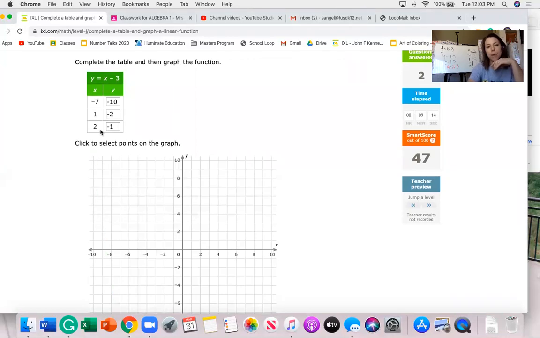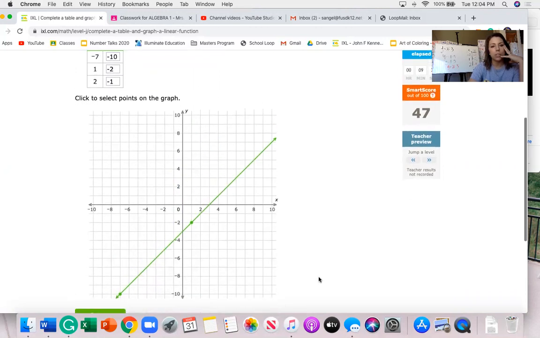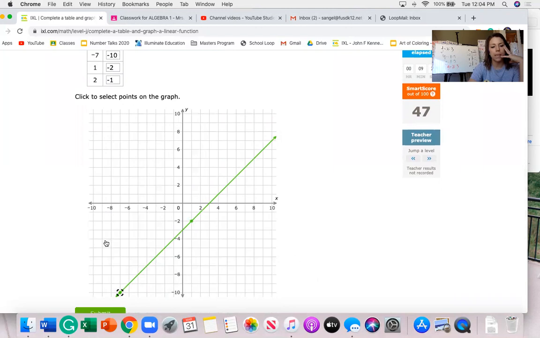Now, technically, it doesn't matter which of these points you use next. I like using the next point. It just is something I like to do. So I'm going to start by going to 1, -2. So now my 2 points on my line are -7, -10 and 1, -2. Awesome. Do I just move on?